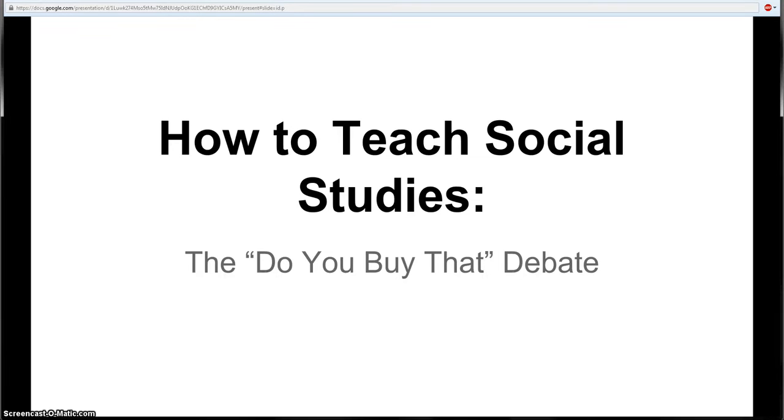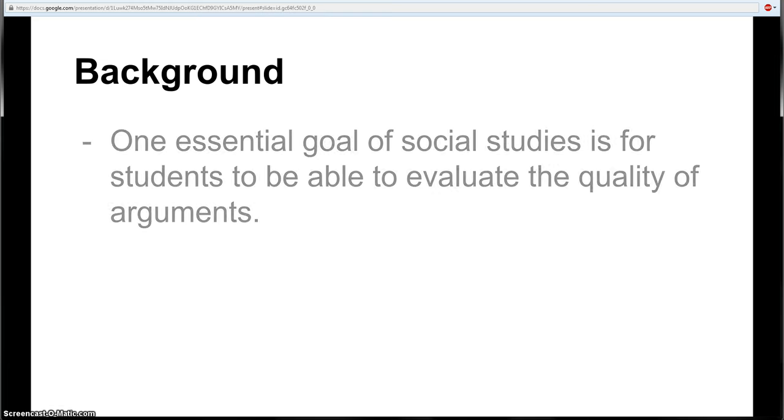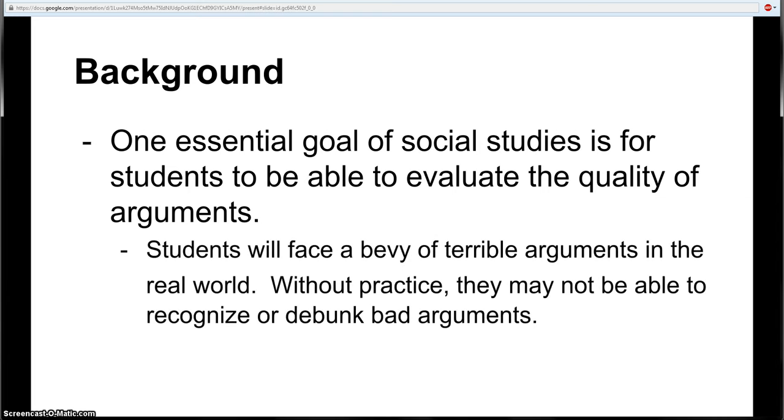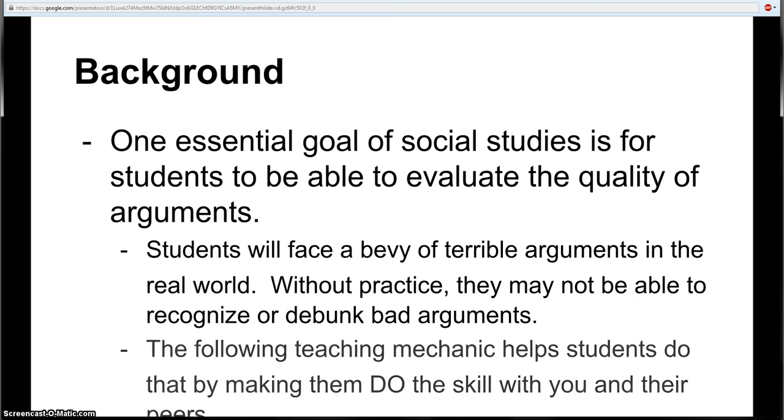This is how to teach social studies, the "do you buy that" debate. So let's get some background. One essential goal of social studies is for students to be able to evaluate the quality of arguments. Students will face a bevy of terrible arguments in the real world. Without practice, they may not be able to recognize or debunk bad arguments. The following teaching mechanic helps students do that by making them actually do the skill with you and their peers.